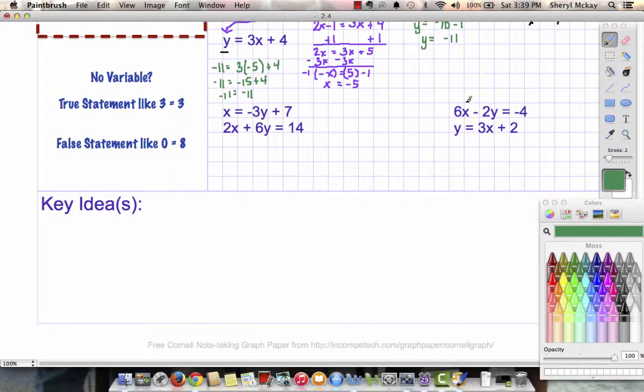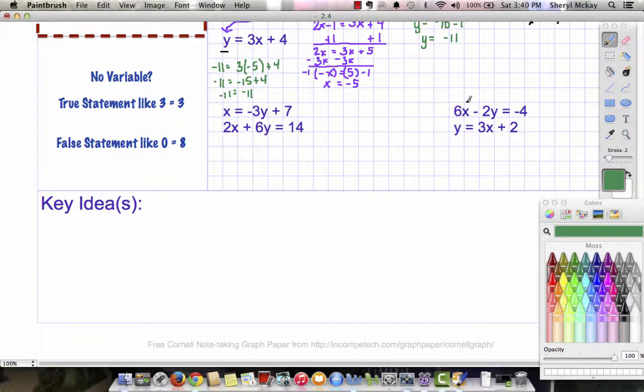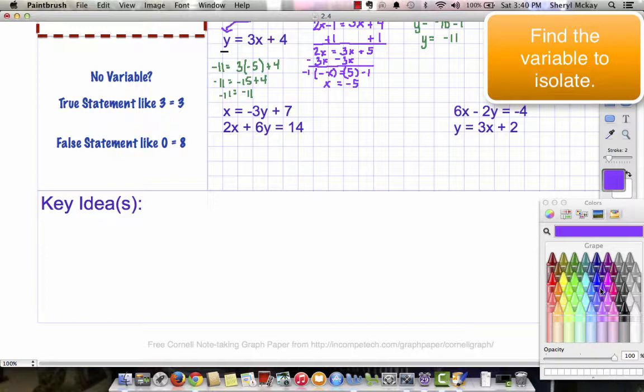Now, let's do these last 2. These last 2 are a little tricky. And actually, I think I'm going to have you, first of all, in this first one, tell me which variable I should isolate. I think you can see it pretty easily, but just in case you don't, we'll go ahead and guess first. All right, so I hope that you decided that you needed to isolate the x because it's already isolated, right? So all you need to do is take negative 3y plus 7 and put it in place of that x.